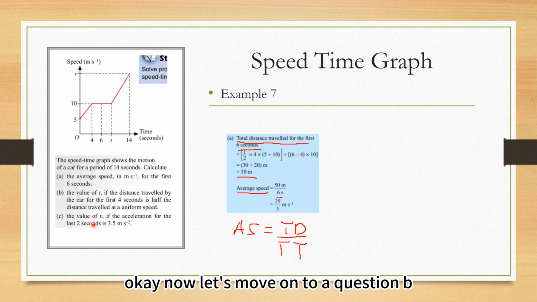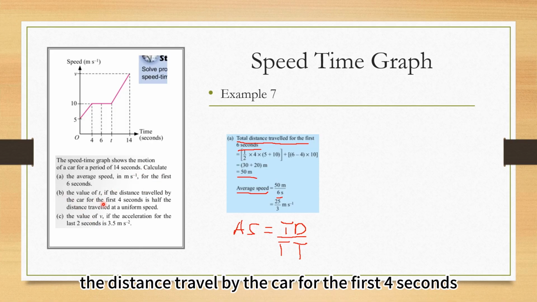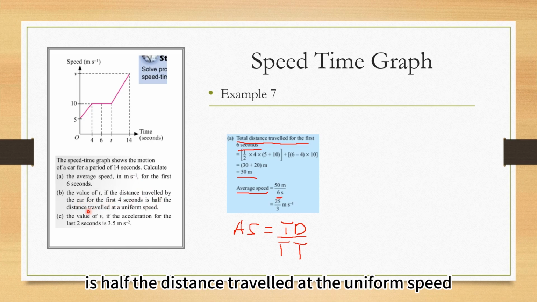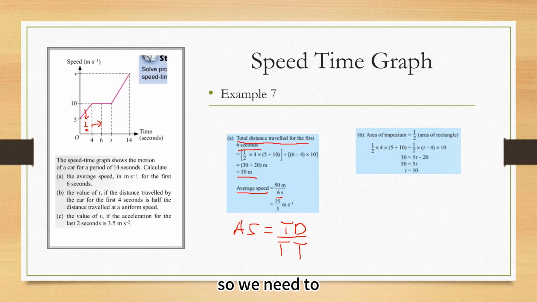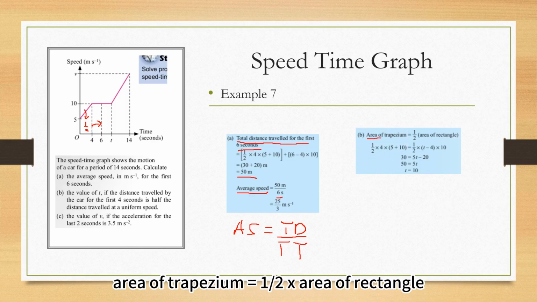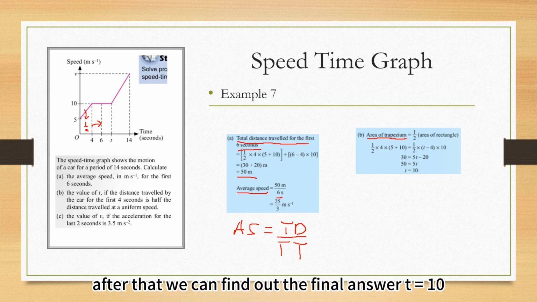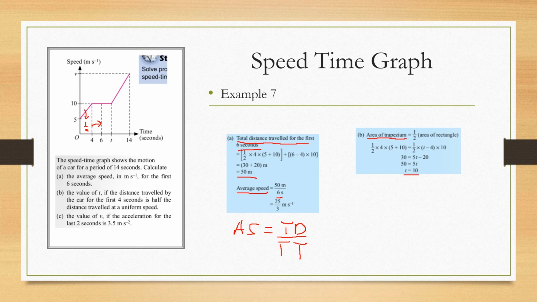Now let's move on to question B. Calculate the value of t if the distance traveled by the car for the first 4 seconds is half the distance traveled at the uniform speed. It means that the area here is 1 over 2 of this. So how do we calculate it? We write down the formula: area of trapezium is equal to 1 over 2 area of rectangle. After that, we can find the final answer. t is equal to 10.